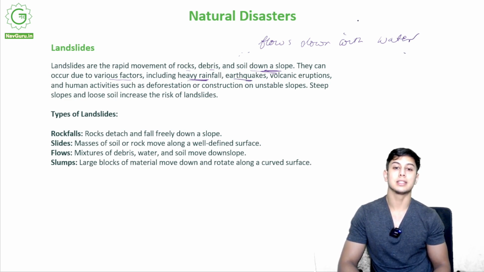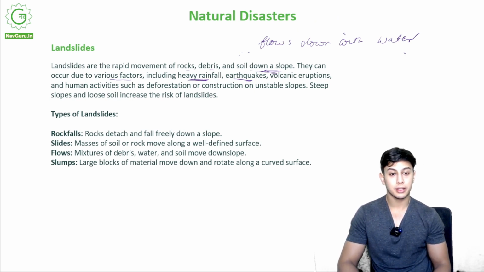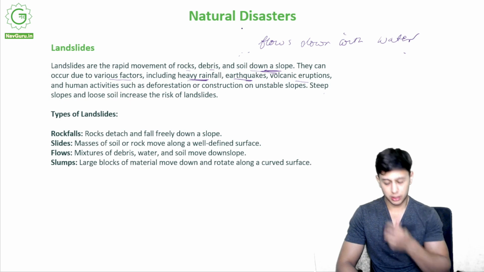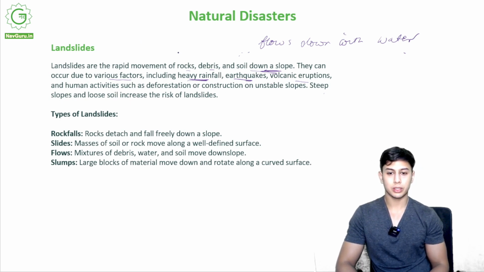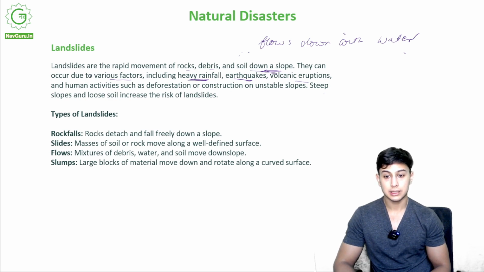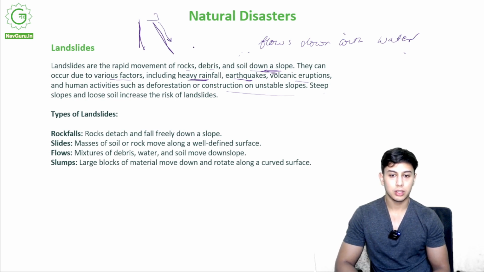Earthquakes can cause landslides. Earthquakes can lead to shifting of the land, which can lead it to fall off the slope, right? Volcanic eruptions. Now, what are volcanic eruptions? In India there is only one active volcano, but in areas where there are very active volcanoes, that leads to the shaking of the earth and can cause landslides. And human activities such as deforestation or construction on unstable slopes.